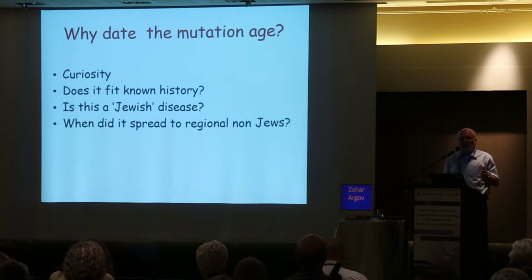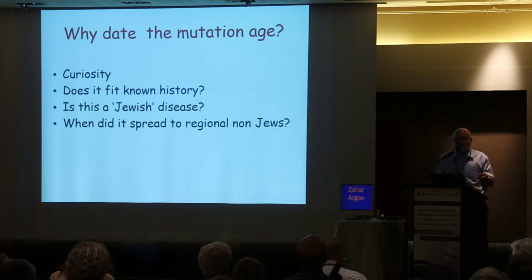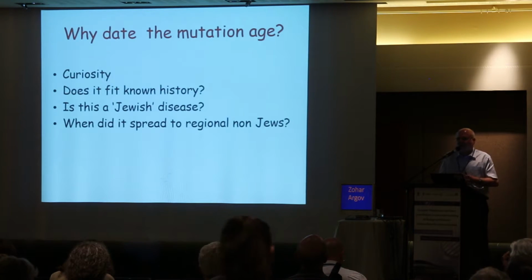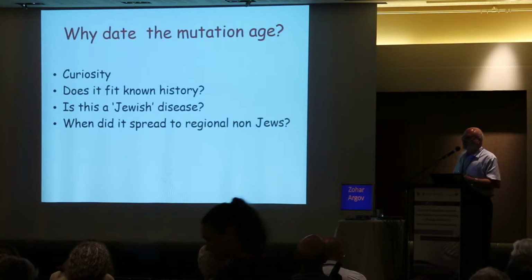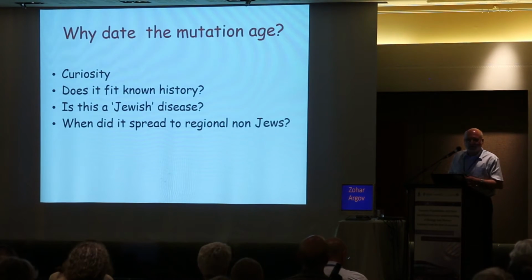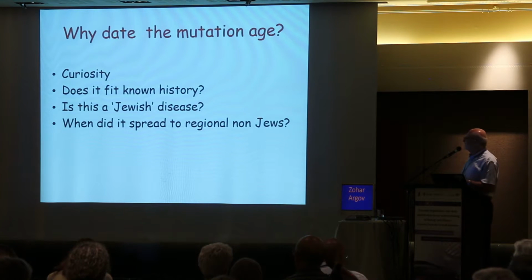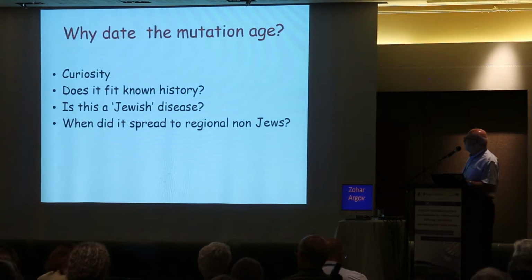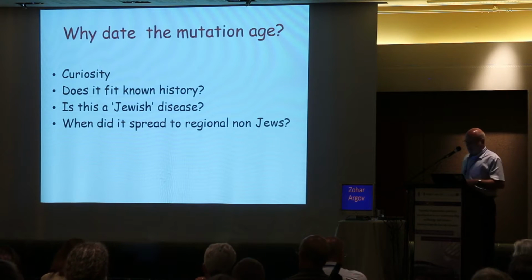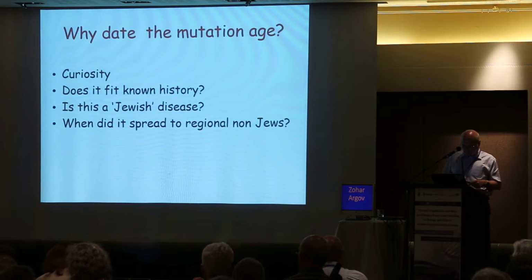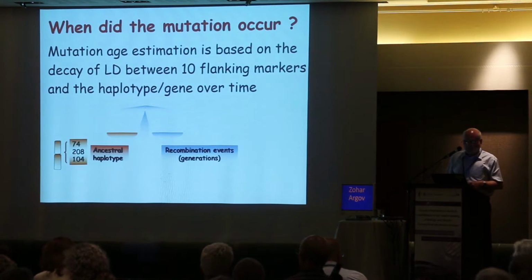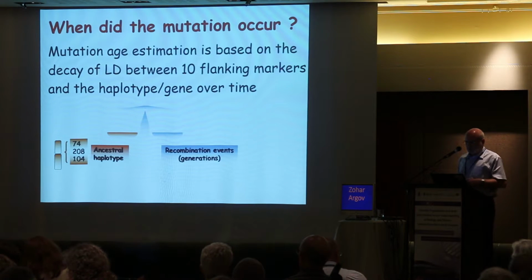Because at least I claim that this is a Hadassah-made disease, because I described the clinical features, and Stella Rosenbaum, who also works at Hadassah, found the gene defect. So is it really something unique? And when did it spread to the regional area and non-Jews? So when did the mutation occur?